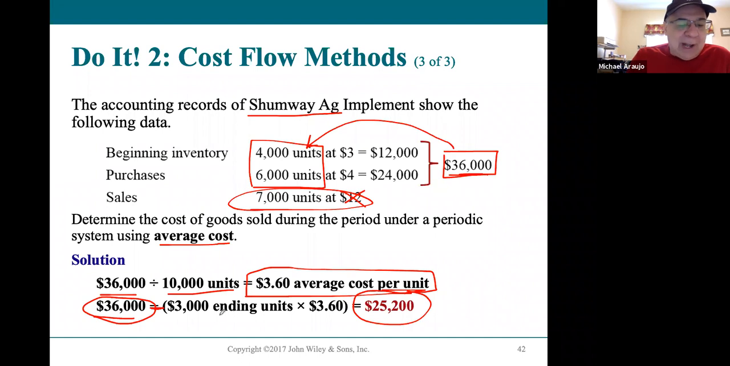What your book does is give you the total amount of money that you spent on inventory, and they subtract out the ending inventory, and that gets the cost of goods sold. That's how your book has been explaining things, right? Total minus the ending inventory gives you the cost of goods sold. So the ending inventory, if you sold 7,000 units, you got 3,000 left. Each of those units is worth $3.60, right? And so when you subtract that from $36,000, your cost of goods sold is $25,200.